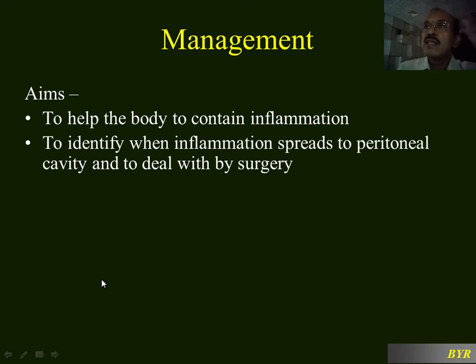So the essential step in the management of appendicular lump is to monitor for the symptoms and signs of peritoneal dissemination. When there is peritoneal dissemination, you don't keep fighting. Now you open the abdomen and deal with the appendix.